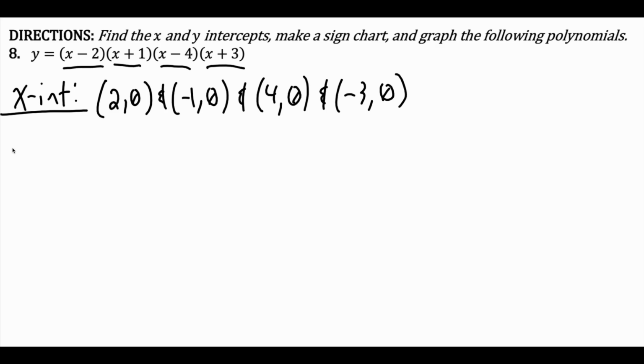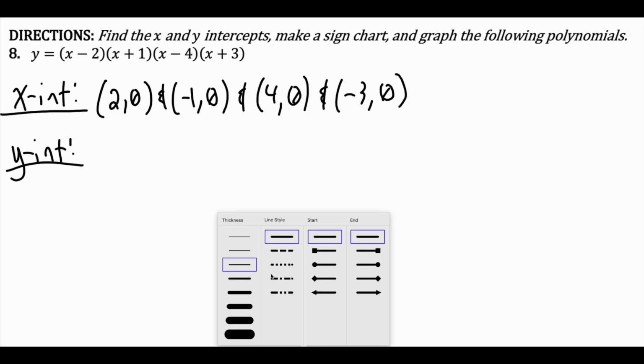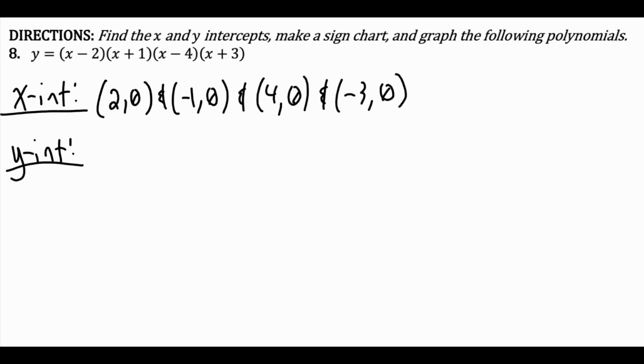Those are your x-intercepts. The y-intercept, again, there is only one y-intercept, and it's what you get when you take all of these factors up top and plug in 0. So if I plug 0 in for x, I get -2 times 1, which is -2, times -4, which is 8, times 3, which is 24. So the y-intercept here is (0, 24). Multiply those numbers, not your x-intercepts. So we end up with (0, 24).